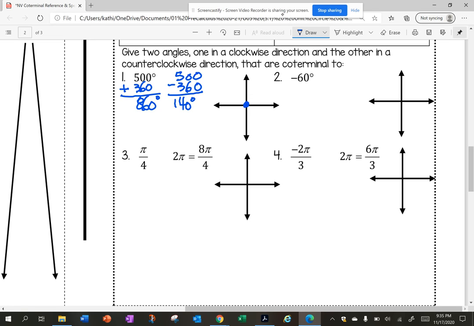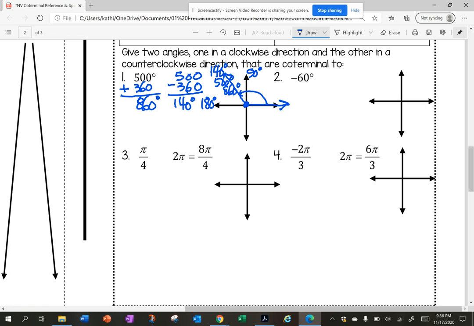So to plot this, I know that my initial side is on the positive x-axis, and I'm going to plot the 140 because that's the easiest to understand. So here's 90 and 180. So 140 is somewhere in here. So 140, 500, and 860.